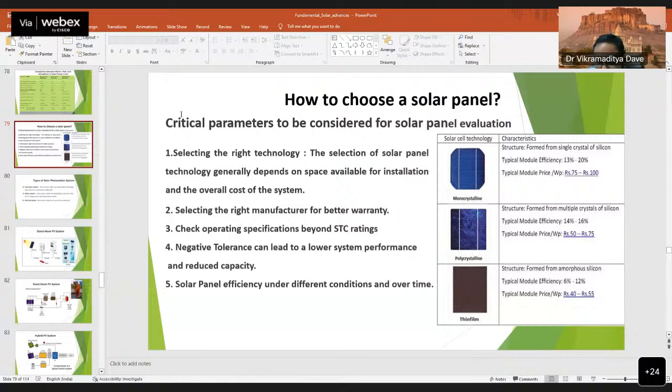Then we have to check our ratings also, because nowadays solar panels of up to 500 watts are available. If you want to install a 1 kilowatt solar power plant at your home, then you have to go for only two 500-watt panels. If you go for 250-watt panels, then you have to install four, so more area will be occupied. So it depends upon many factors how many panels and which type of panels you can use.